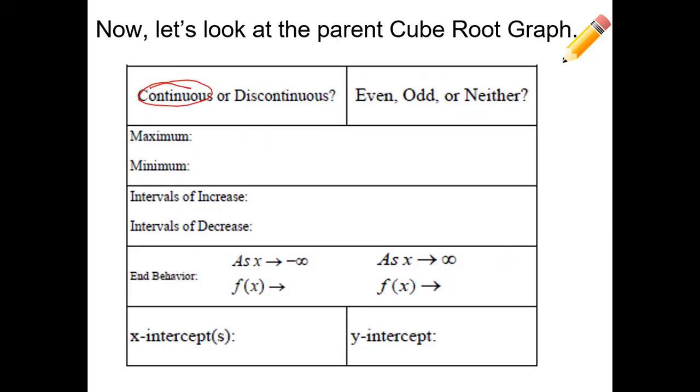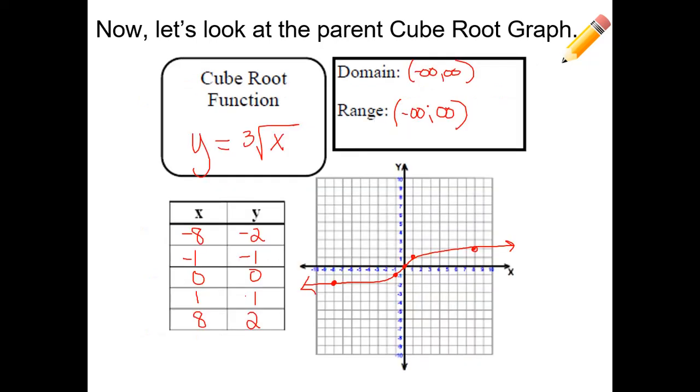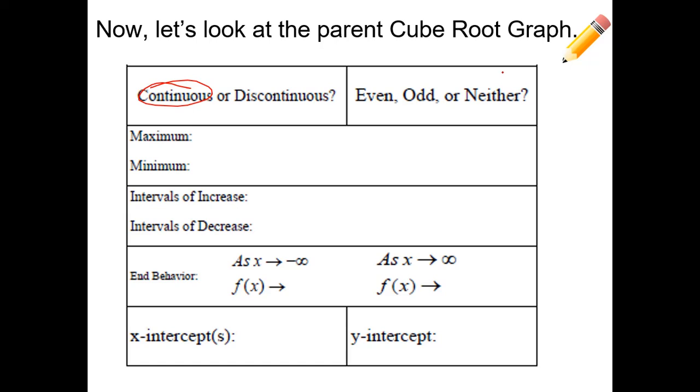It's definitely a continuous graph. This one, though, if you notice, if I take this guy and I flip it over the y-axis and then flip it over the x-axis, it's going to match. So this is an odd graph.